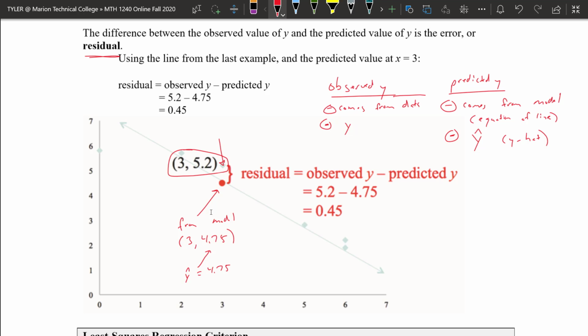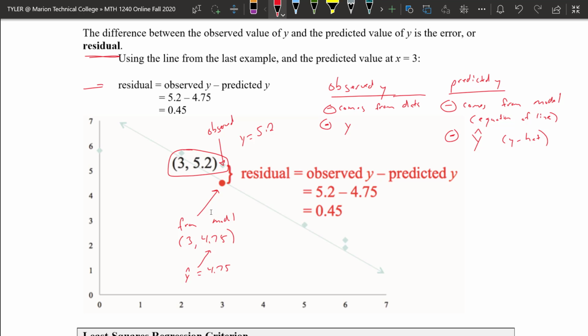Where this data point here is labeled, that is an observed value, because that's a data point. That's something we actually observed and measured and collected. So we call that the observed. So my y value is going to equal 5.2.